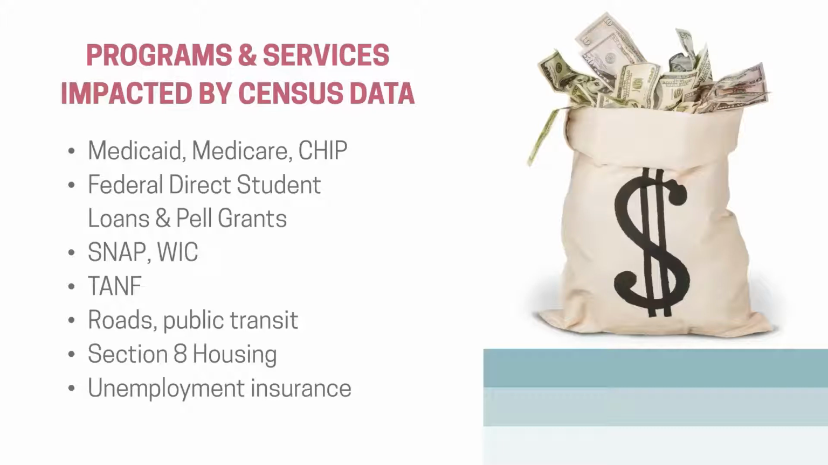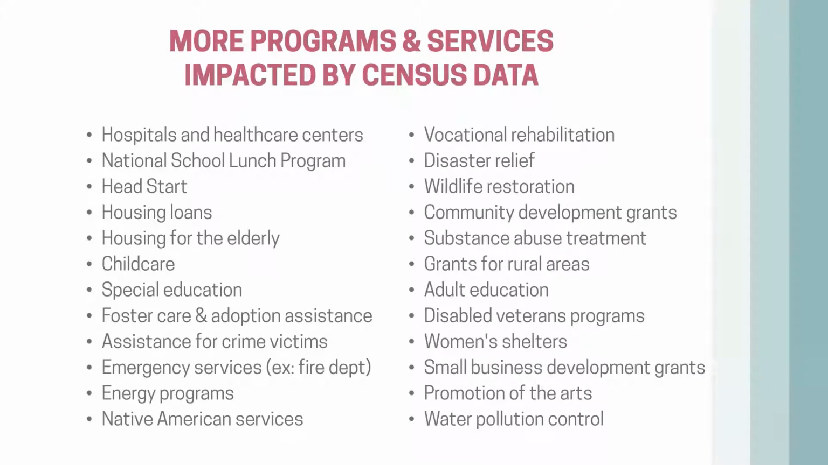In addition to these programs, all of these are also impacted by census data. So there's so many things that are provided by the government that are impacted by our census data, such as childcare, hospitals, the school lunch program, Head Start, Native American services, small business loans and grants, programs for disabled veterans and for women's shelters, for community development, for special education, emergency services. All of these things are indirectly affected by the census data.